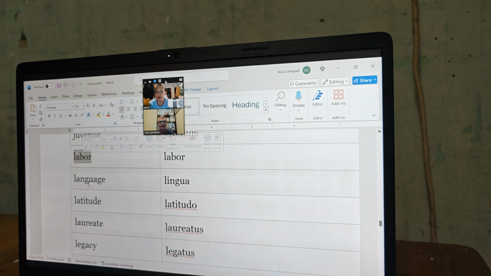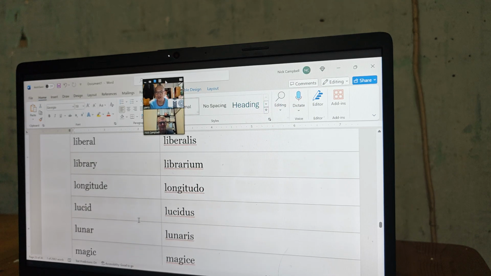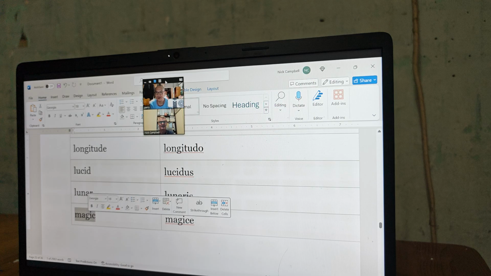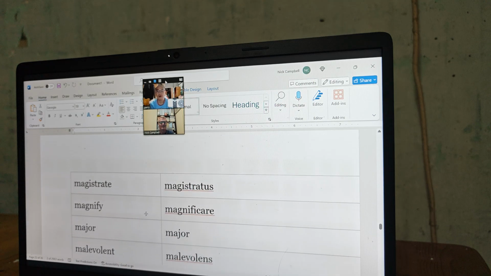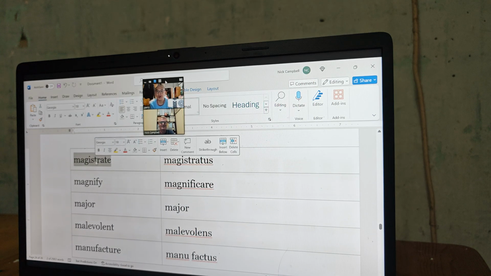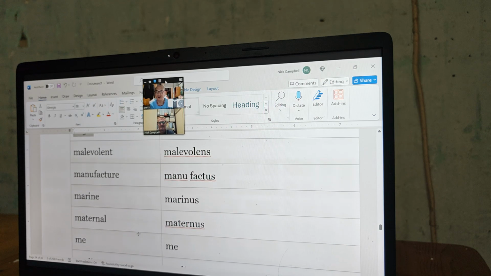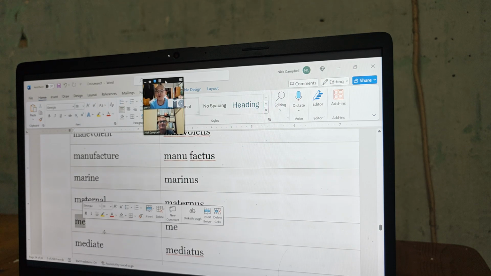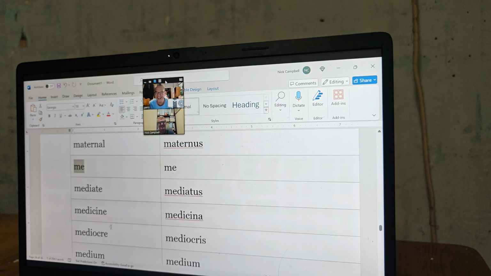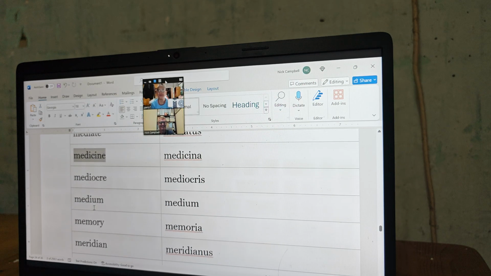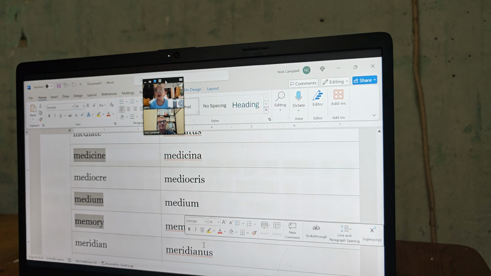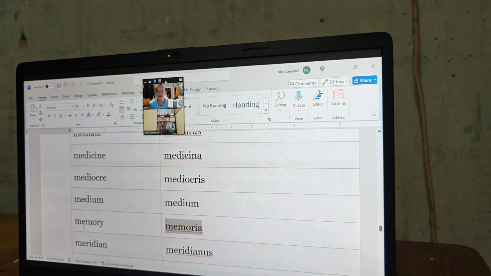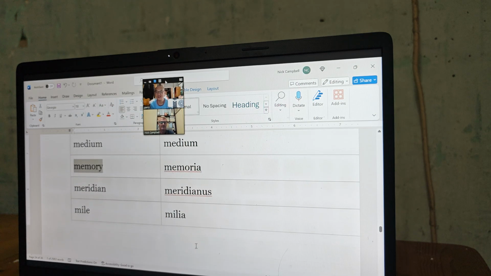Labor, language. Language comes from Latin as well. Here you can see magic. Lunar is to do with the moon. So many, right? Magistrate. You see again about the law. Major, no change at all. Look at the word me. Medicine, medium, no change, memory. You can see just like memoria here. So memory, memoria, very similar, right?